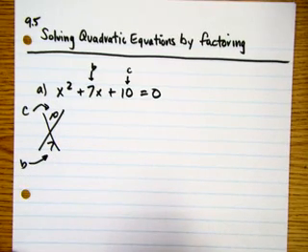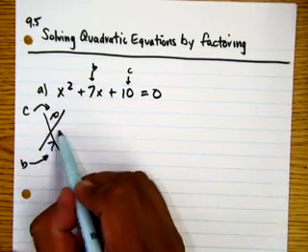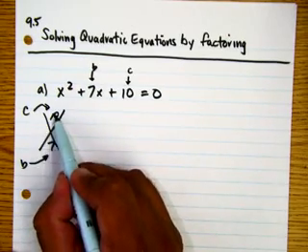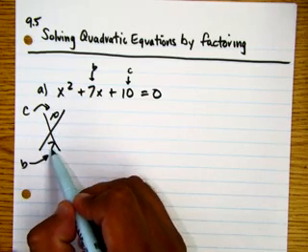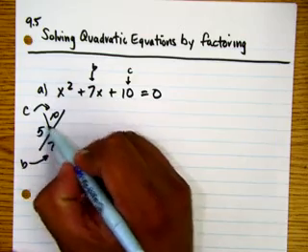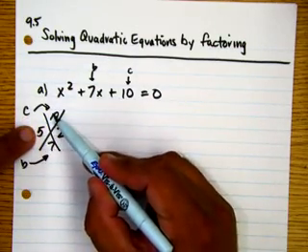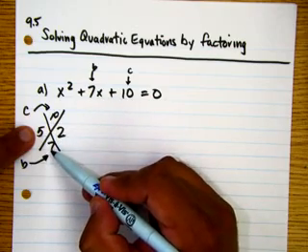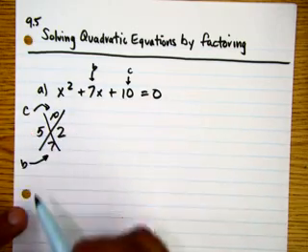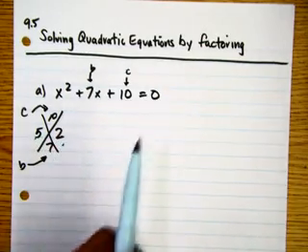What we do is think of two numbers that when we multiply give us 10, and when we add give us 7. The two numbers that I can think of are 5 and 2. So let's test it. 5 times 2 is 10, and 5 plus 2 is 7. So that one works.